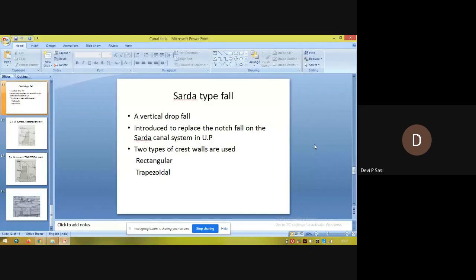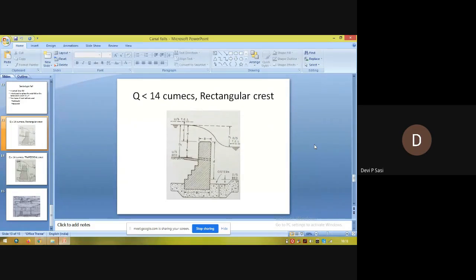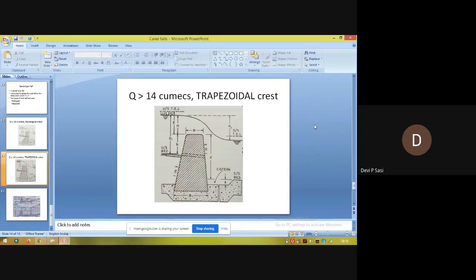So the Sarda type fall is a vertical drop fall, introduced to replace the notch fall on the Sarda canal system in Uttar Pradesh, and two types of crest walls are used. We use a rectangular crest when the discharge is below 14 cumecs, and a trapezoidal crest when the discharge exceeds 14 cumecs. As you can see, when Q is up to 14 cumecs we use a rectangular crest, and when Q exceeds 14 cumecs we use a trapezoidal crest.